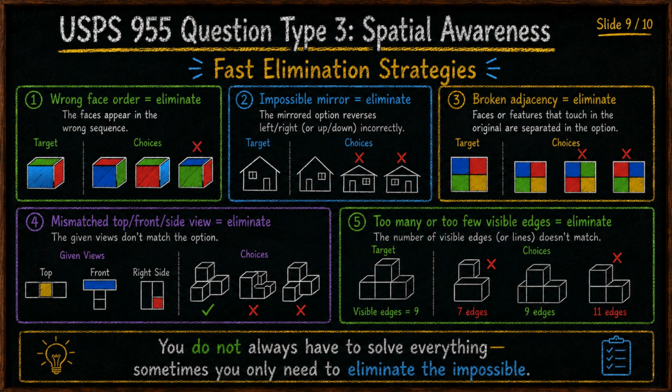The powerful idea is this. You do not always have to solve everything. Sometimes you only need to prove that 3 answers are impossible. The remaining answer wins. That is how test speed improves. Pick one detail, track it, cross out anything that breaks it, then use another detail if needed. Spatial questions reward careful elimination. Perfect visualization is not always required. Eliminate the impossible, then choose the best remaining match.